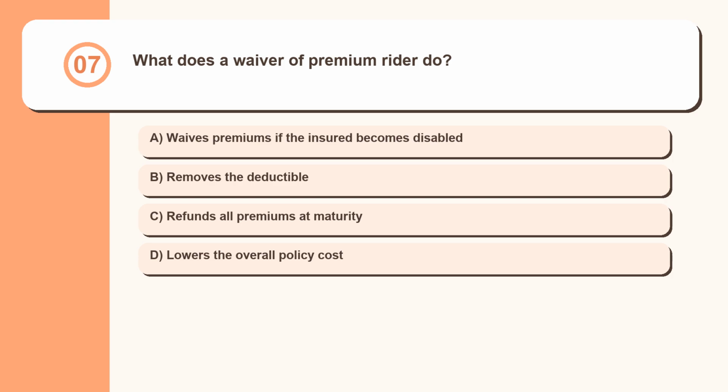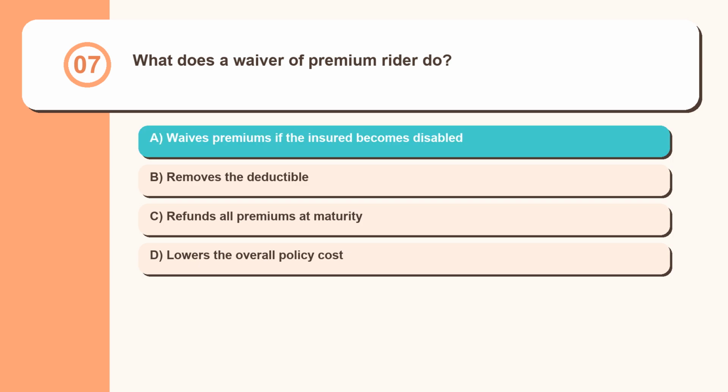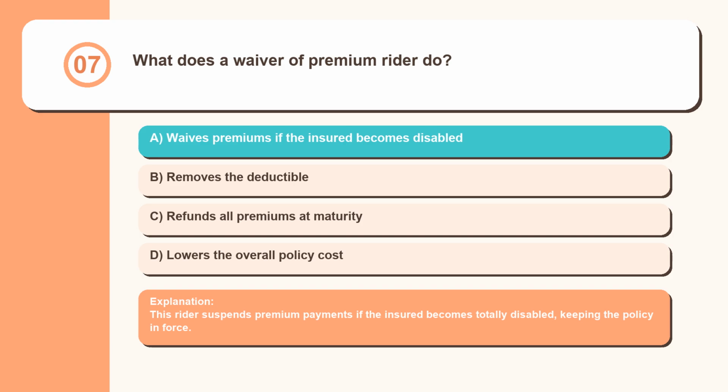Question 7. What does a waiver of premium rider do? Waives premiums if the insured becomes disabled, removes the deductible, refunds all premiums at maturity, lowers the overall policy cost. This rider suspends premium payments if the insured becomes totally disabled, keeping the policy in force.